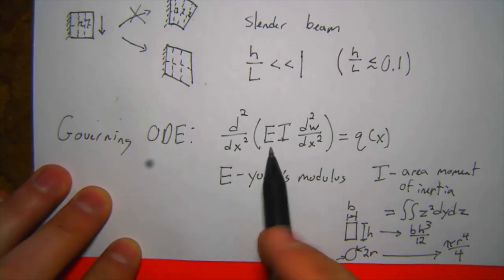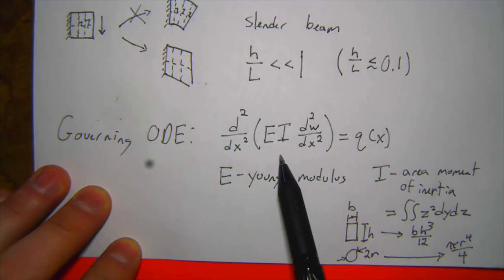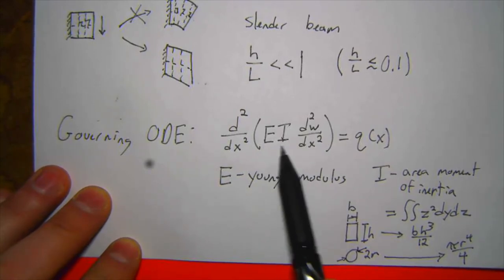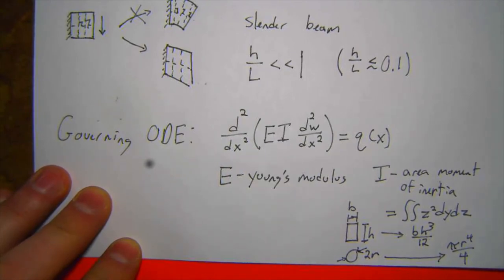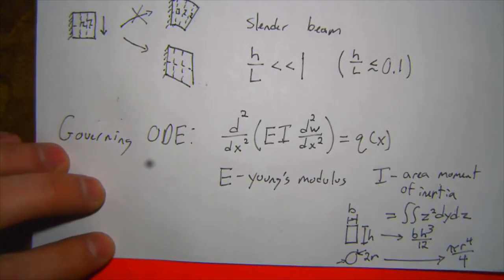Generally, this equation is written out so that across the length of a beam, we're going to assume that the Young's modulus stays constant and that the area moment of inertia stays constant. Although, if it changes, you technically have it in there and can still solve this ODE. It just gets really gross really fast.